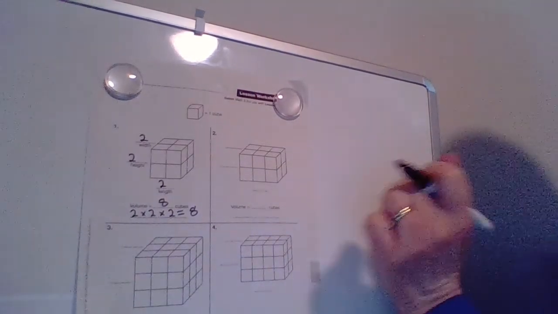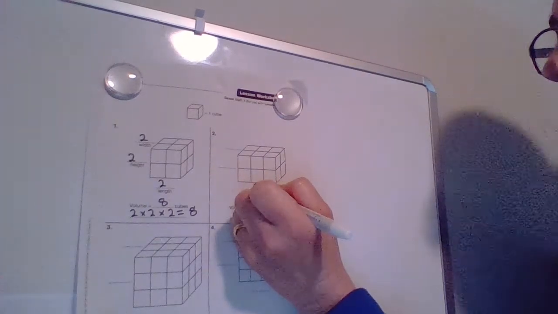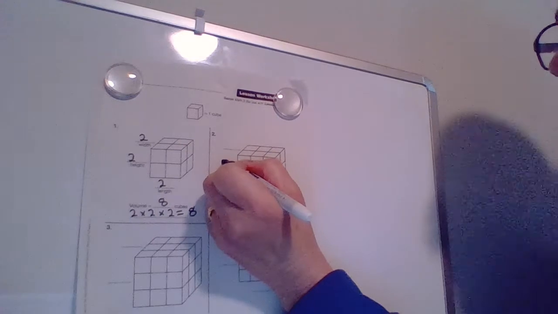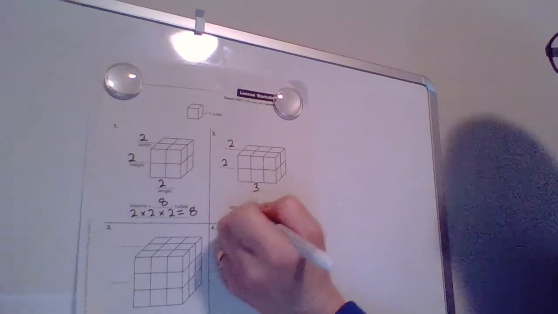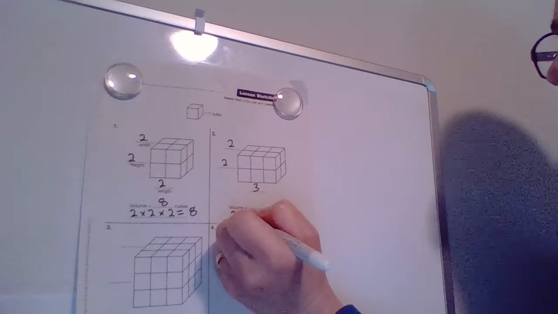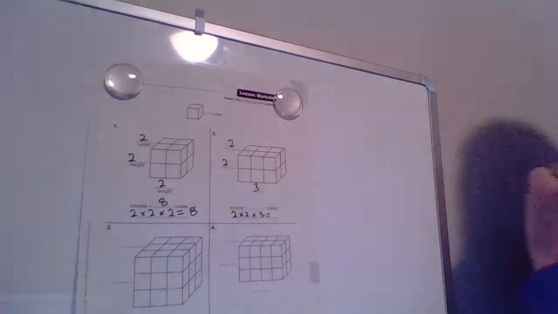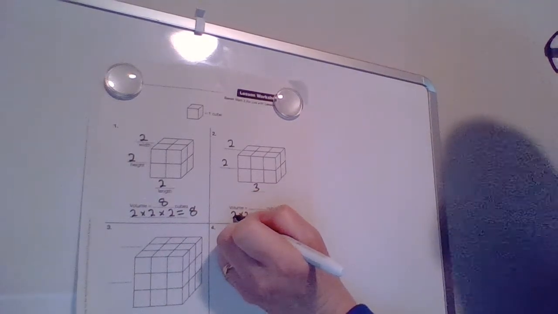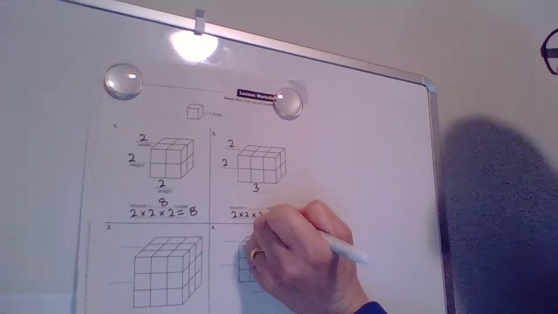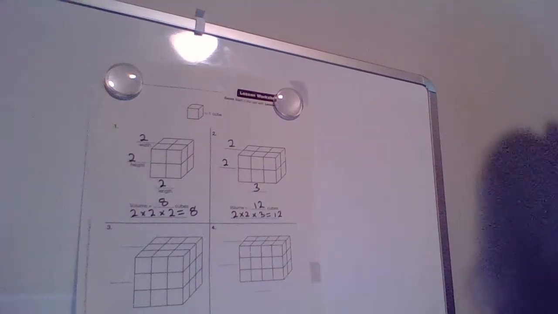Let's take a look at the next one. Okay, I see there's 3, and then there's 2, and then there's 2. So I'm going to multiply 2 times 2 times 3, and that equals, well, let's see. 2 times 2 is 4. 4 times 3 is 12. So our volume is 12 cubes.